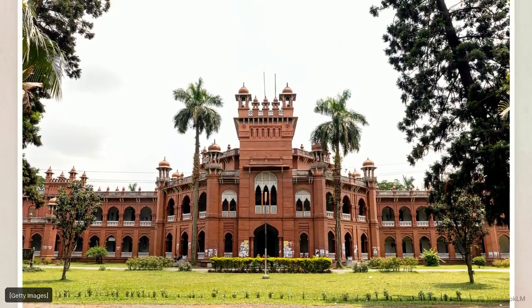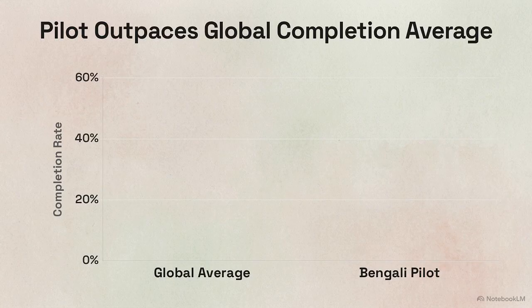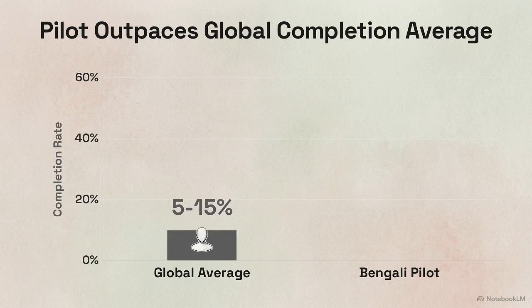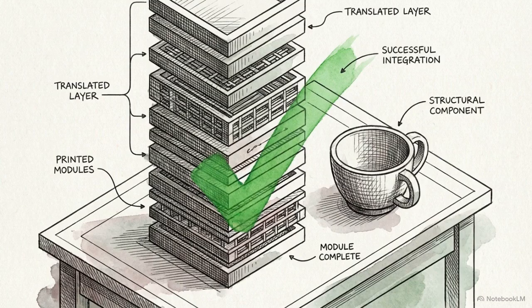This is Curzon Hall at the University of Dhaka. To ground their work with institutional credibility, the project team partnered with the university's Management Information Systems Department to launch a live pilot of the localized course. 38 students enrolled in the pilot, and 18 completed all modules and quizzes. That represents a 47% completion rate, severely outpacing the 5 to 15% global average for typical online courses. The human coordination and translation workflow succeeded entirely.